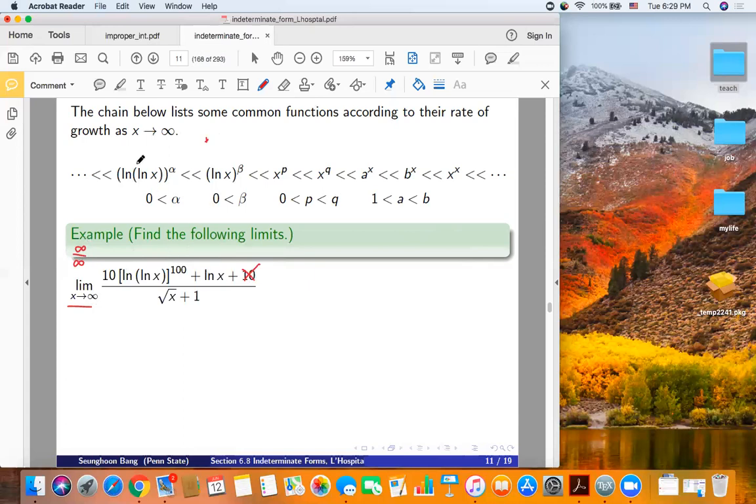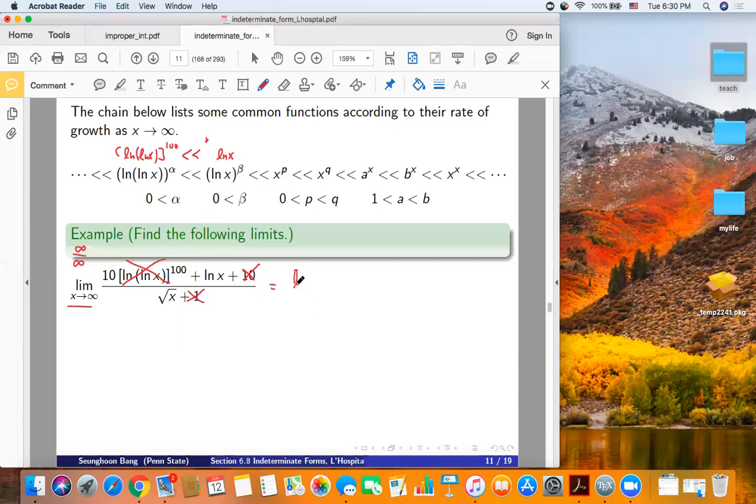Top one has ln of x to the 100 here. So you have to ignore coefficient. It doesn't matter. ln of x to the power 1, ln of x is here. Which one is growing faster? ln of x is growing faster. So you have to ignore slow. The root x plus 1, ignore constant.